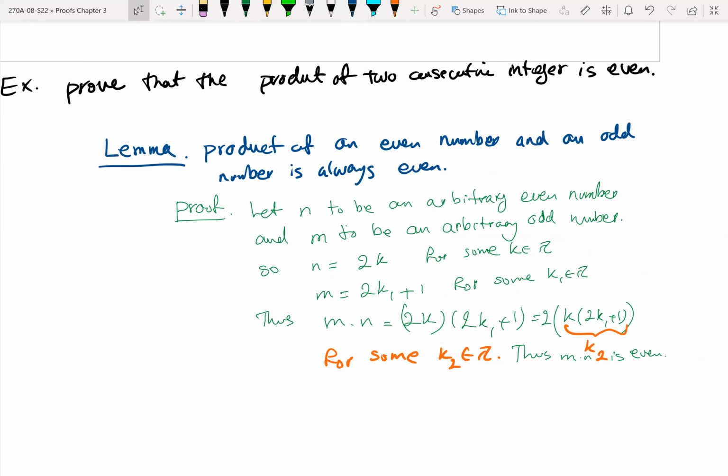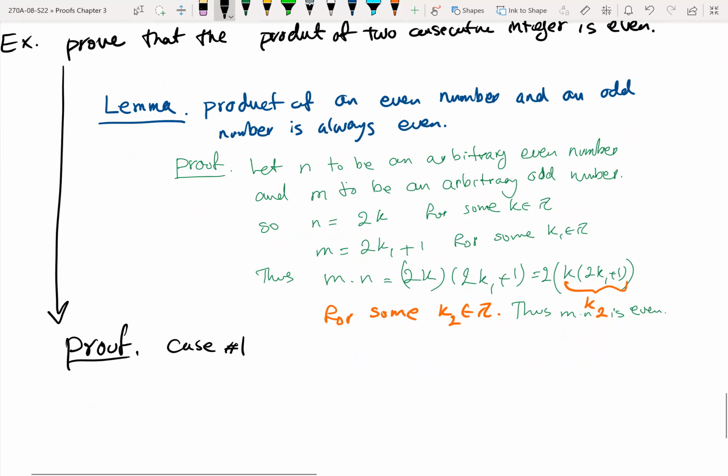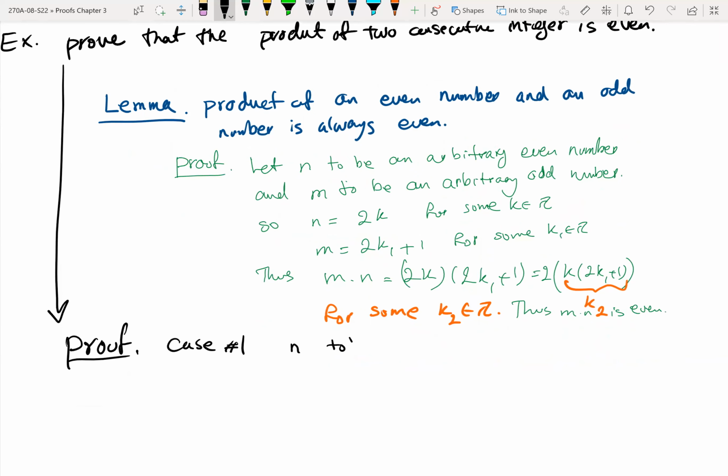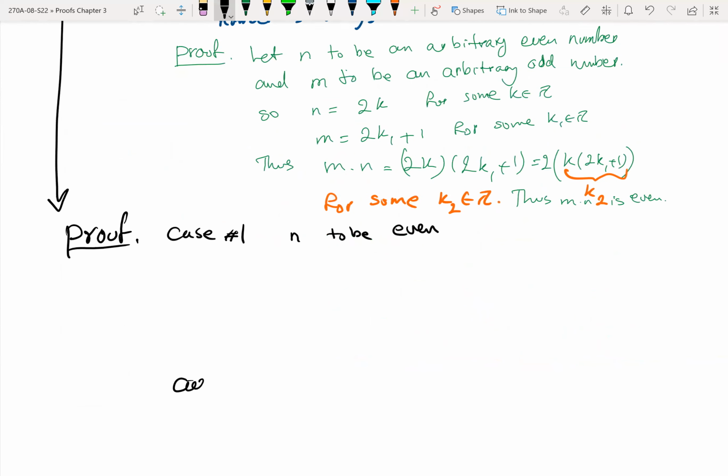So now I can work on my main problem. You just want to show the product of two consecutive integers is even. So I have two cases. You can start with n to be even. You can start with n to be odd.